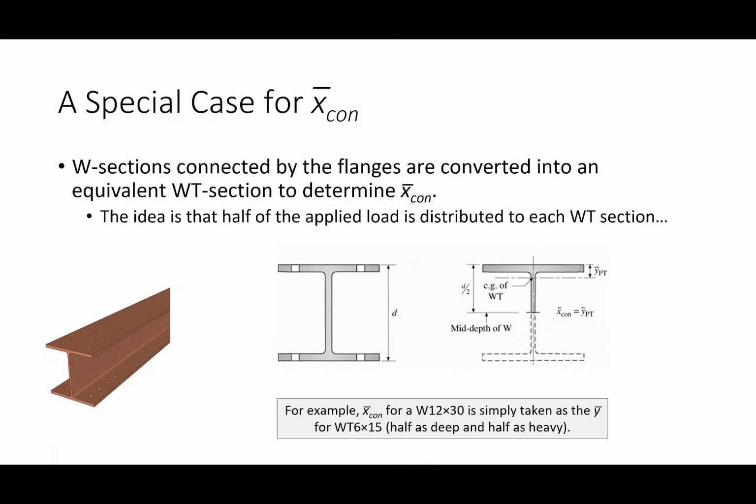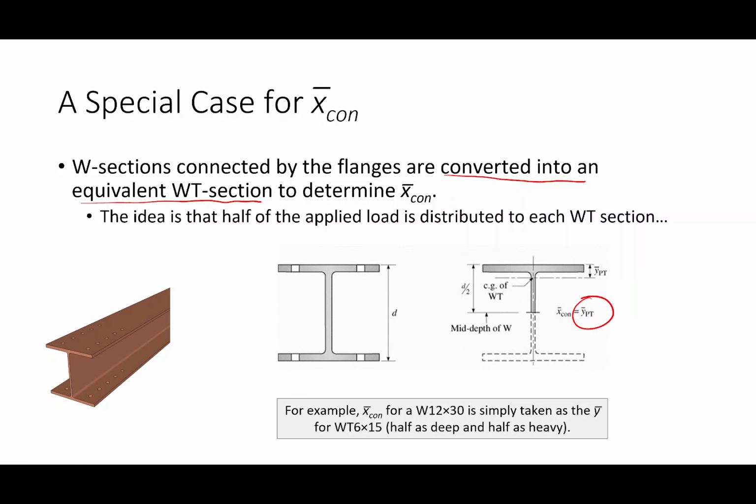Whenever you have a W section connected via the flanges, which is, again, one of the most common connection scenarios in W section bracing, whenever we need X bar, what we do is this: we take the W section and we convert it into an equivalent WT, and then we look up the Y bar for that equivalent WT.